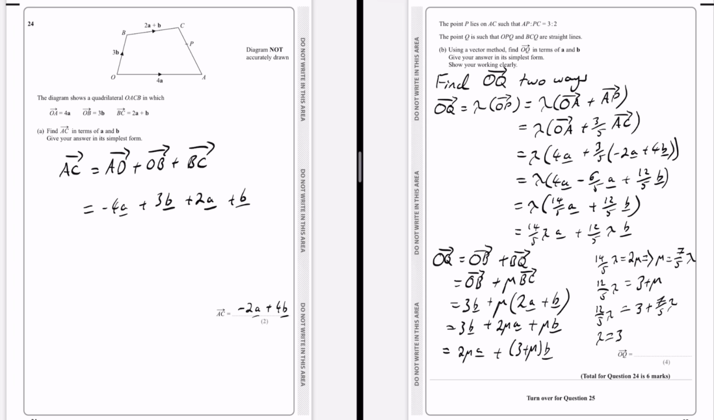Then we just need to substitute that into our expression for O to Q from the first way. Plugging lambda equals 3 in, we get 42 over 5 lots of little a plus 36 over 5 lots of little b. And that's our vector O to Q.